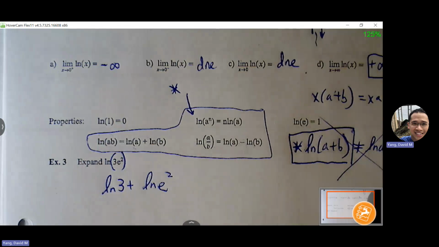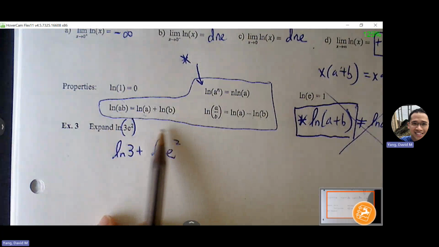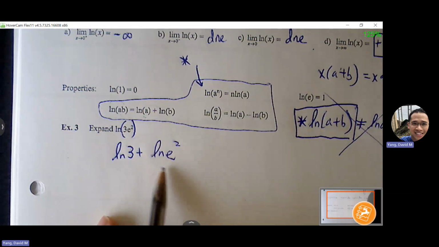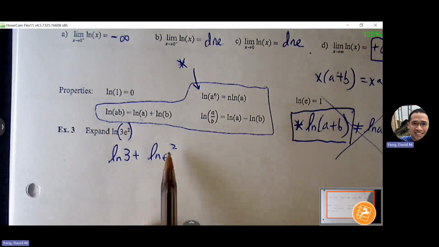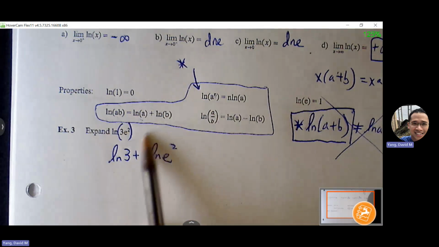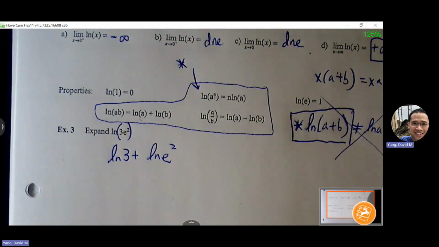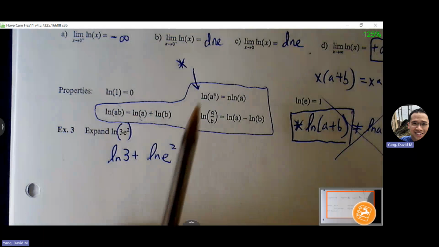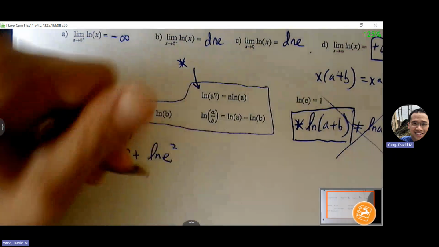Can't do anything here. Natural log of 3, that's just some decimal value. We'll leave that alone. But natural log of e squared, there's another property we can use. What's that? Power property. We can bring that exponent down. Again, this is not a derivative, okay? I know it feels like, oh, derivative, I just bring the exponent down and subtract 1, right? But this is just a property within natural log. So I can bring that 2 down in front.